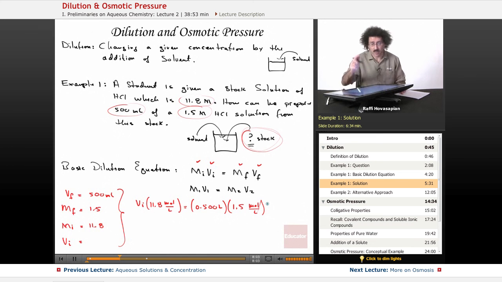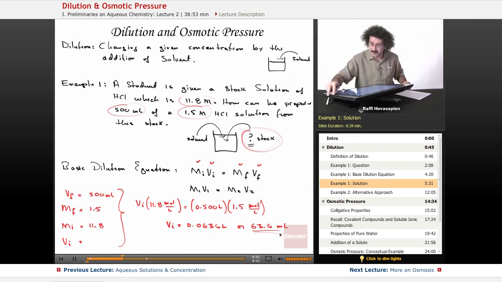I just switch them around. Here I have M first and V second. Here I have V first and M second. So sorry about that. I hope that doesn't confuse you. So that's it. Now let me go ahead and solve for my initial volume. So V sub I is going to equal 0.0636 liters, or 63.6 milliliters. So 63.6 milliliters is the amount of stock solution that I'm going to pull, and I'm going to add that to a beaker, and then I'm going to bring that volume up.